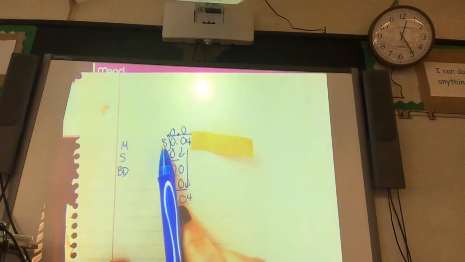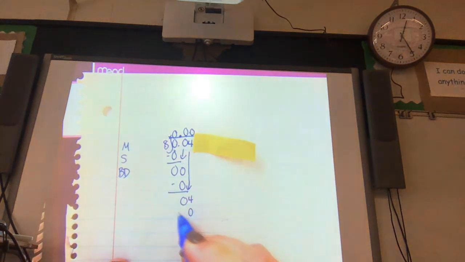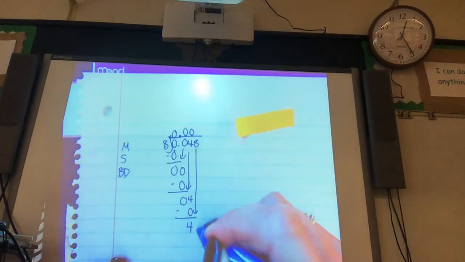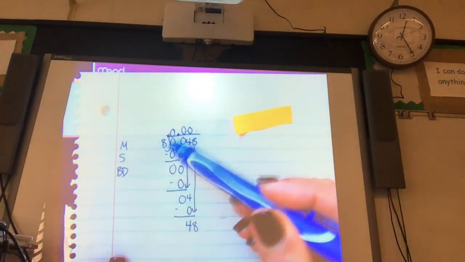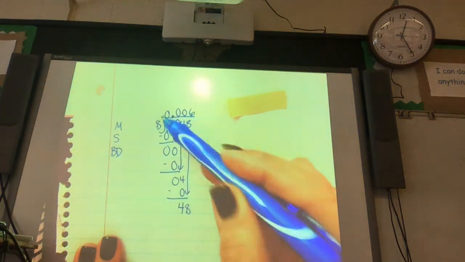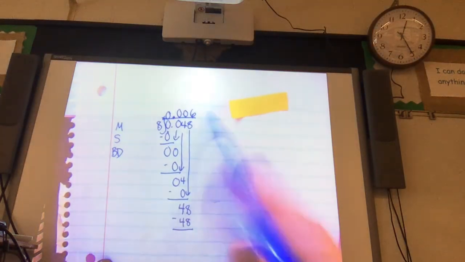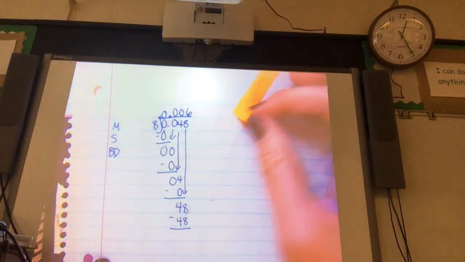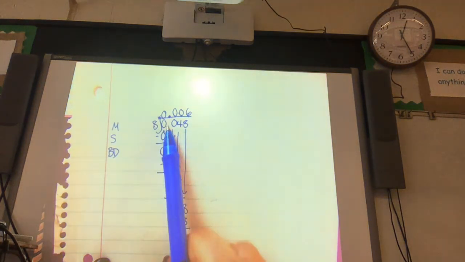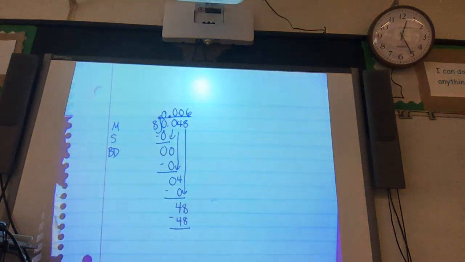What times 8 will get me close to 4 without going over? Has to be 0 again. 0 times 8 is 0. And then I bring down my last number. What number times 8 will get me to 48 without going over? That would be a 6. 6 times 8 is 48. And my answer is 6 thousandths. If you didn't go one place at a time, you probably would have put a 6 right there in the tenths place, and that would have been a wrong answer.